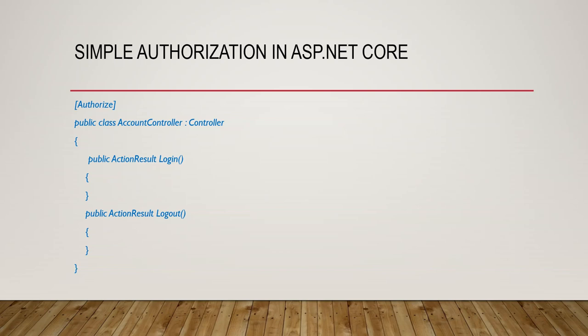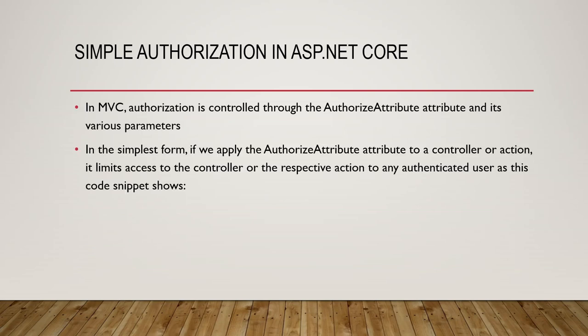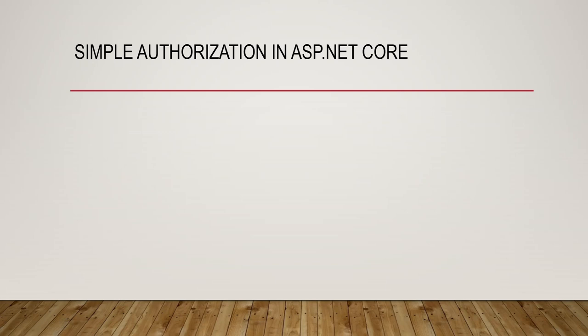So again, if we go back to the previous lecture, it says in the simplest form, if we apply the authorize attribute to a controller or action, it limits the access to the controller or the respective action to any authenticated user. Okay, so only the people who are authenticated will be able to access this controller.